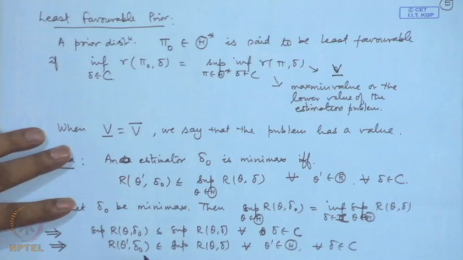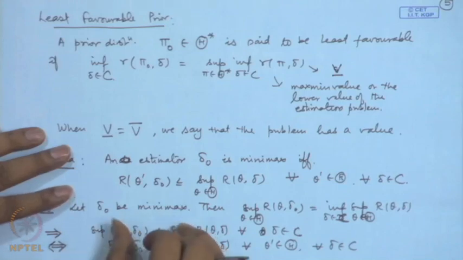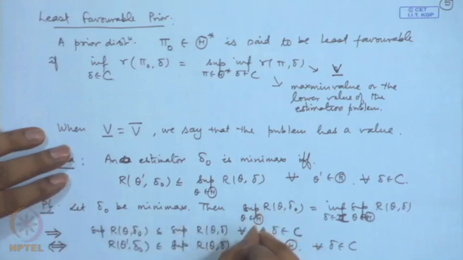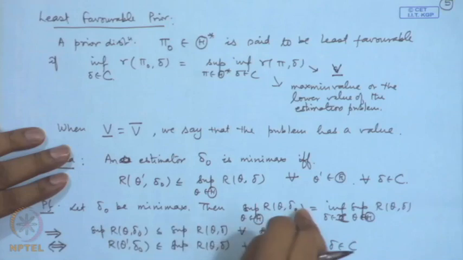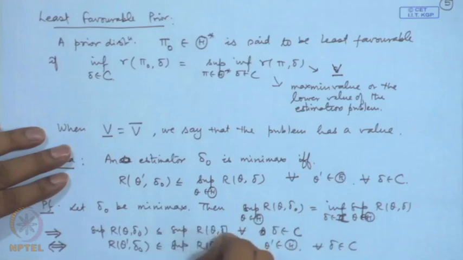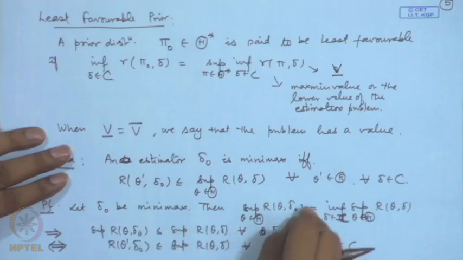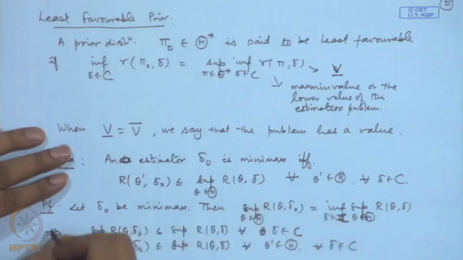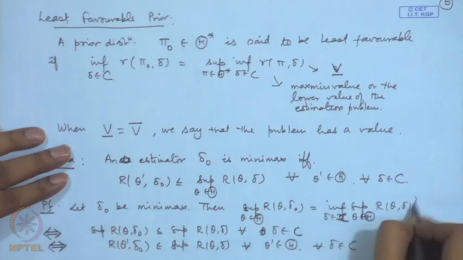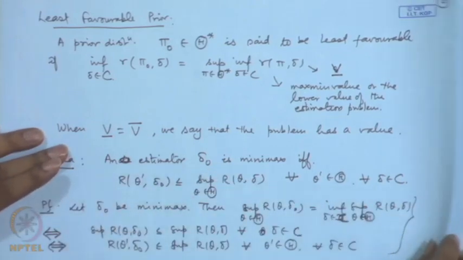Now, you can see here that this implication implies this implication, and this implication implies that implication, because if I say the supremum of r(theta, delta naught) is less than or equal to the supremum of r(theta, delta) for all delta, then certainly it is equal to the infimum value. So, therefore, this is an if and only if condition.